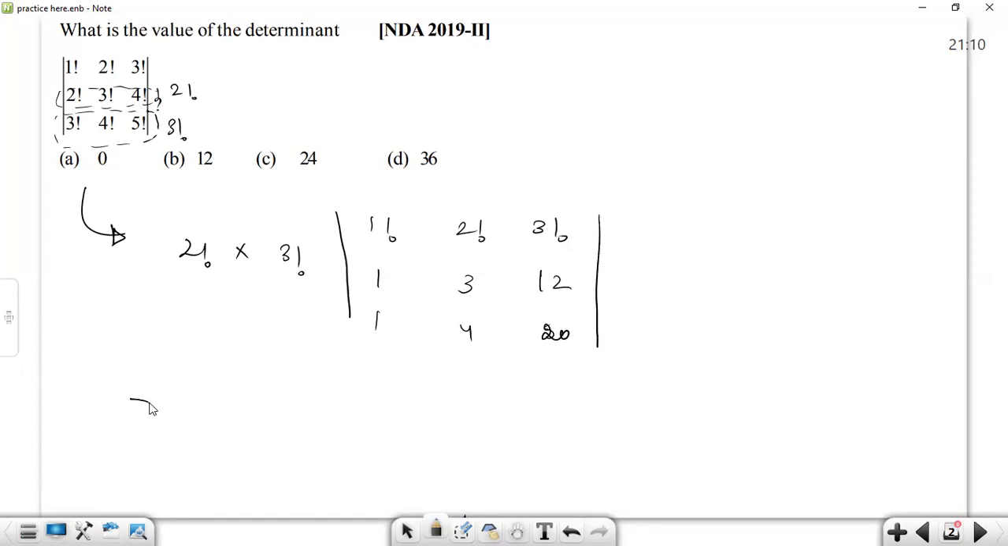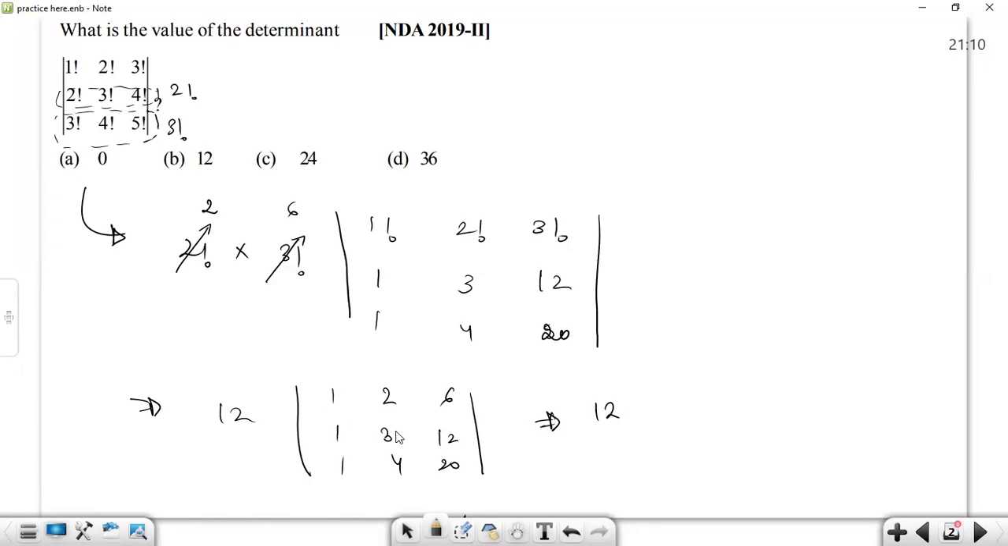So what is 2 factorial? It is 2 into 1. What is 3 factorial? It is 3 into 2 into 1, that is 6. So the first row is 1, 2, 6; the second row is 1, 3, 12; and the third row is 1, 4, 20, with 2 into 6 as 12 outside. Now let's solve this simple determinant, expanding it using the first column.